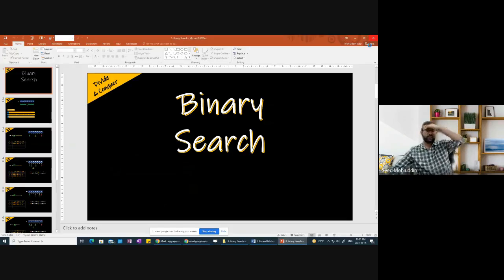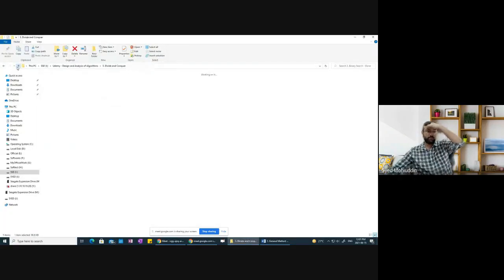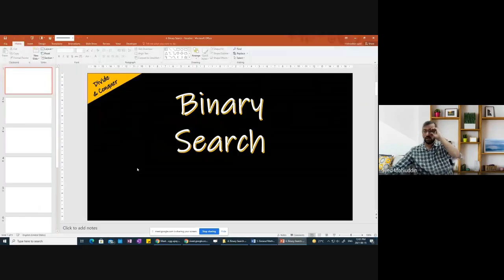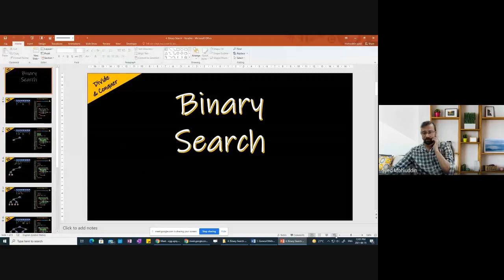Now binary search can be solved using two different ways. One is the iterative approach.